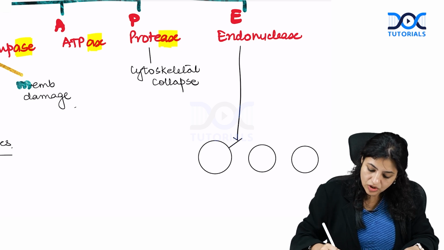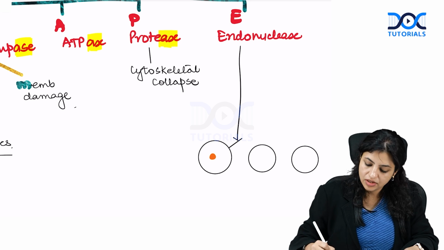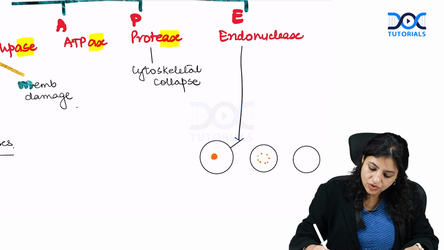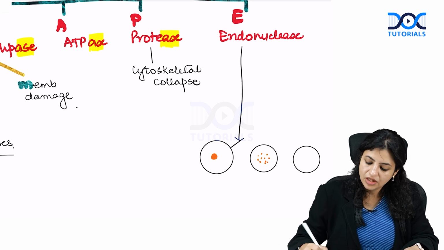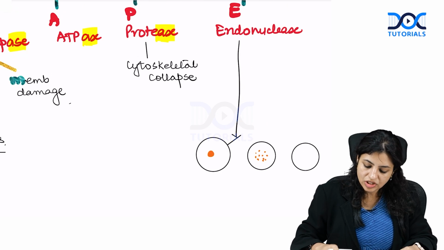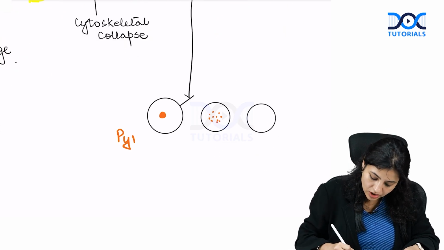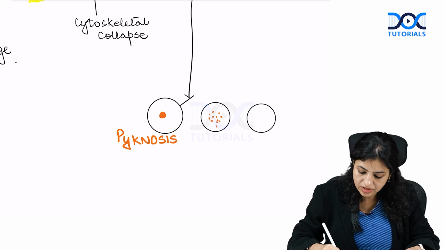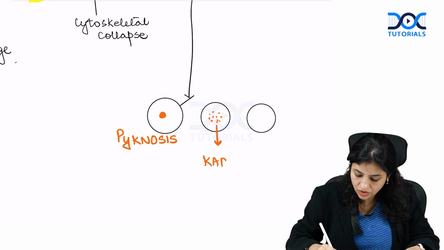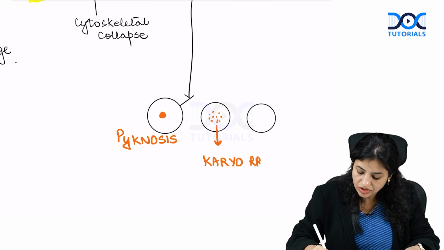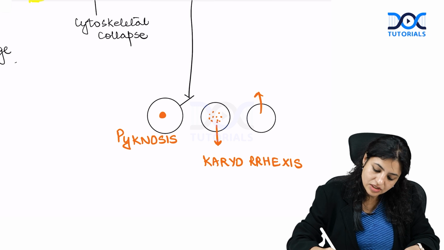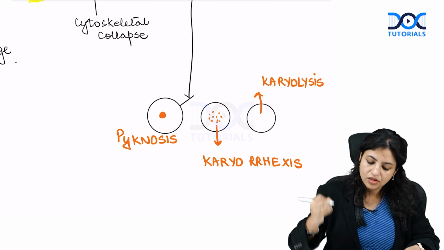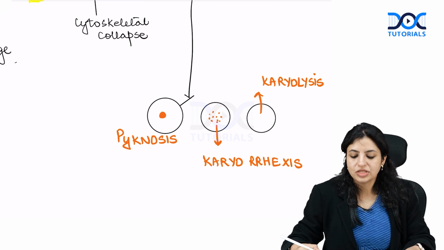First there is pyknosis, that is the nucleus becomes very small. Then there is fragmentation of the nucleus, that is karyorrhexis. And then the nucleus dissolves. So when the nucleus becomes very small, like a dot, this is called pyknosis. Now when the nucleus disintegrates, it is called karyorrhexis, meaning fragmentation. So this is nuclear karyorrhexis. And finally the nucleus has dissolved. This is called karyolysis. That's a classical feature in the nucleus which is seen here.